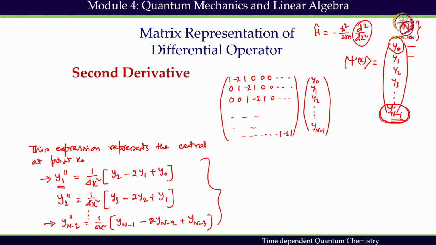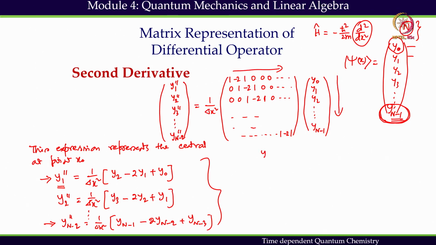So, what we see here, and then I have this 1 by delta x square, this is represented by the function after taking the derivative, the discretized function after taking the derivative. So, I get y1, I get y2, I get y3 and like this, and then I get yn minus 2 also like this. And why is this the way it is? Because if we multiply this operator matrix by this matrix, then what will happen?